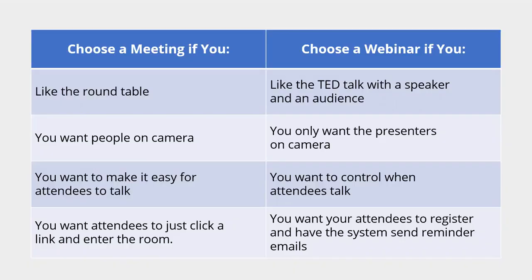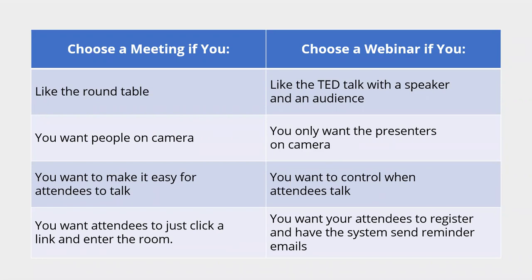So Kristen actually came up with this analogy, and I thought it was perfect. Choose a meeting if you like the round table. You want people on camera. You want to make it easy for attendees to talk. And you want attendees to just click a link and enter a room. You don't want them to register and worry about that. So for the weekly event, or if you're just meeting with a couple people, the meeting is just where it's at. That's why most people just have the meeting module.